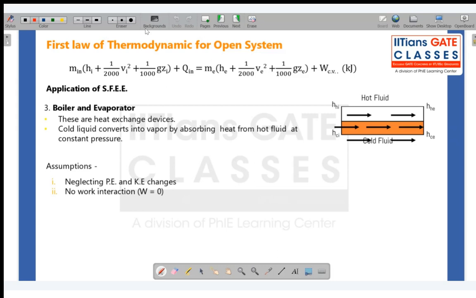Now let's go to boiler or evaporators. Basically a heat exchanger, let us say. Now what is happening? Hot fluid is flowing through here. Cold fluid is flowing through here, and heat transfer Q is happening between them. But the outer area of the heat exchanger is basically insulated. So no heat exchange is happening between system and surrounding. So Q will be zero.